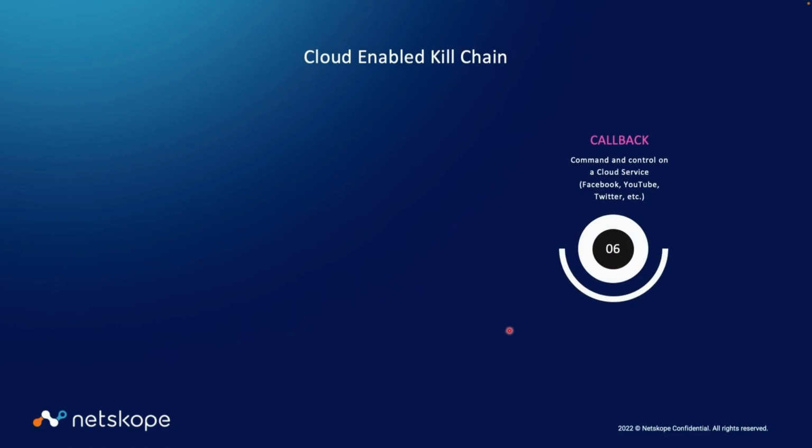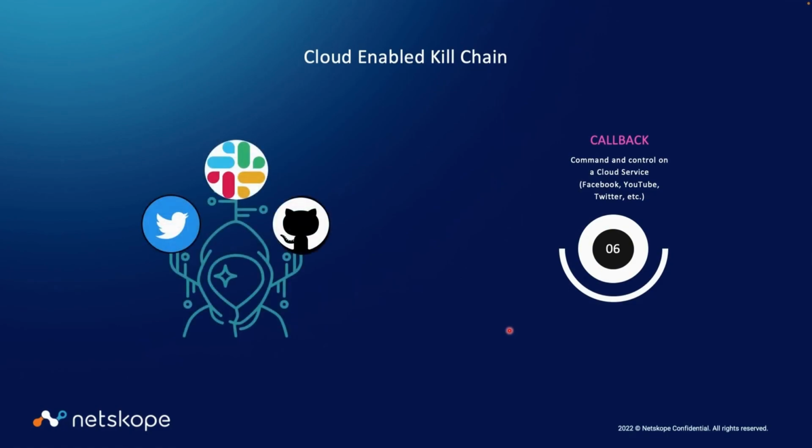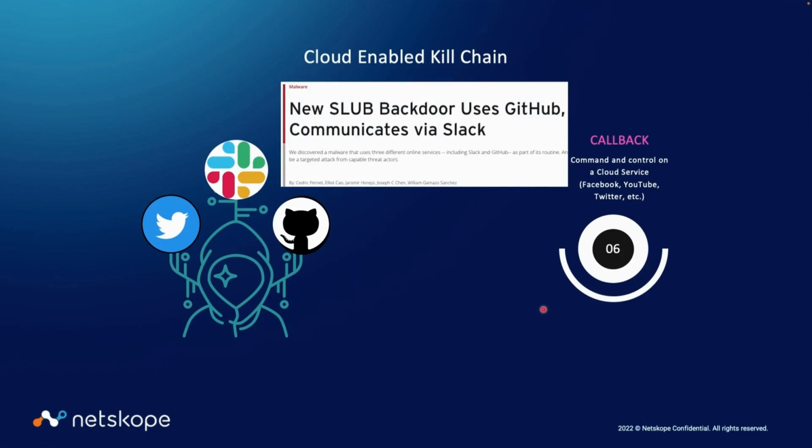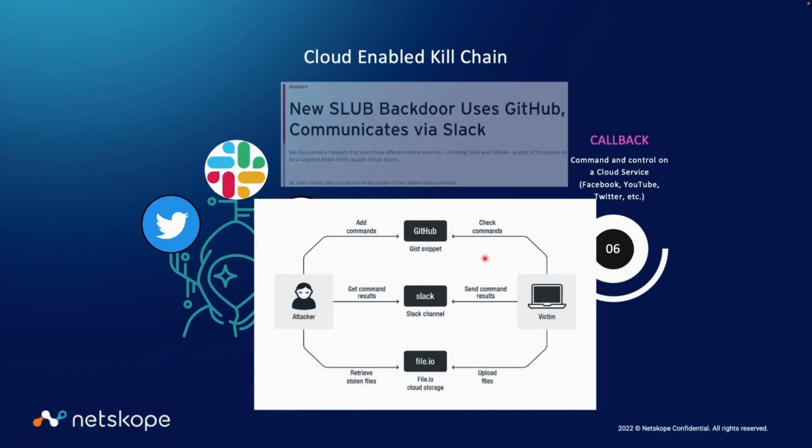This leads into the callback phase, in which malware connects back to the command and control service using, yet again, well-known SaaS applications like GitHub, Slack, Facebook. As an example, we have seen in the past an attack called SLUB, which is a combination of Slack and GitHub. In this attack, the attackers exploited multiple vulnerabilities to install a backdoor on a victim's machine, after which they used GitHub to host the commands, posted the output to a Slack channel, and then stole the data by uploading the files to a cloud storage service called file.io.